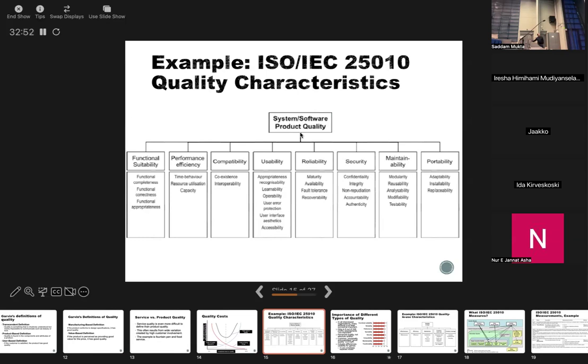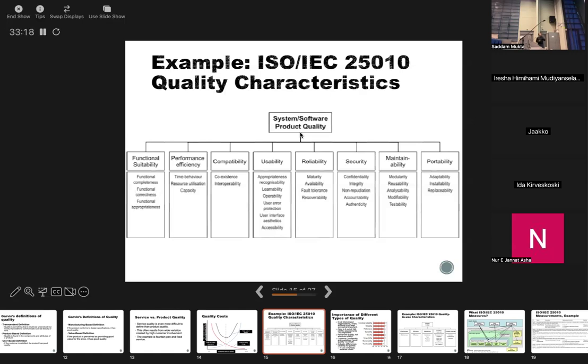This is the quality. We have three different types of quality. One is called product quality. One is called software in use quality, and another one is data quality. Software product quality means the features and characteristics the software has.